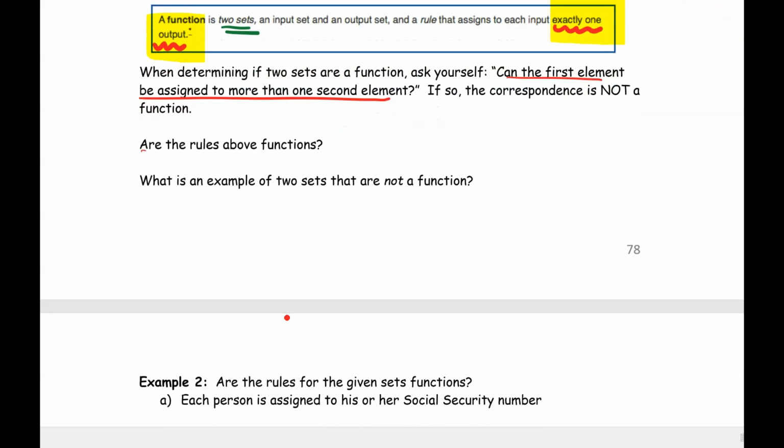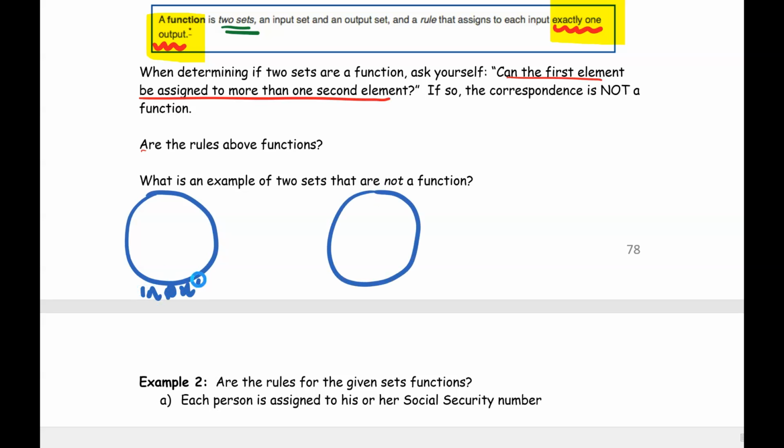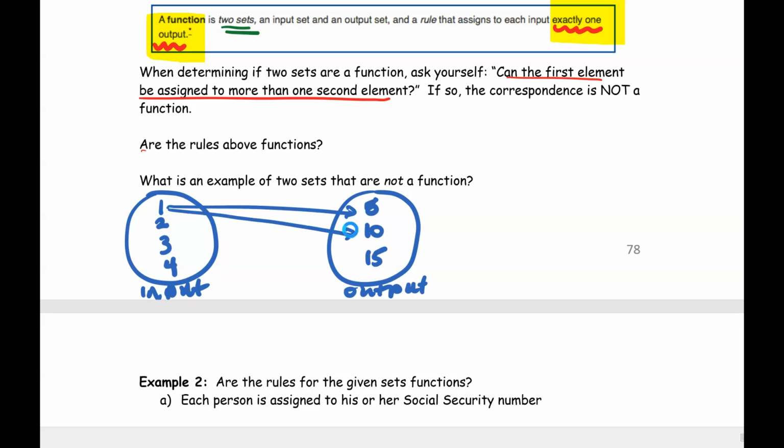What's an example of two sets that are not a function? Let me draw you a picture because it's good to have an example of what that looks like. Let's say you had a circle, we'll say this is the input, and this is the output, and let's say we have numbers 1, 2, 3, and 4. I'm just making these numbers up; there's no significance to what they mean. Let's say 1 was linked to 5 and also to 10. Let's say 2 was linked to 15, 4 was linked to 15, and 3 was linked to 15. This would be not a function.